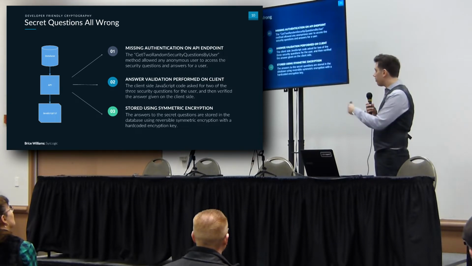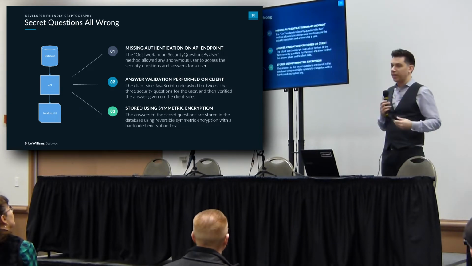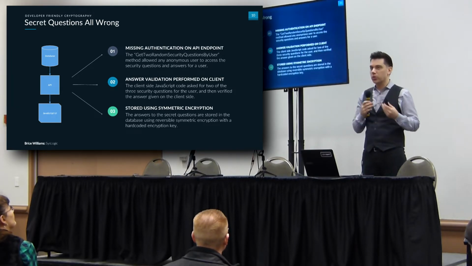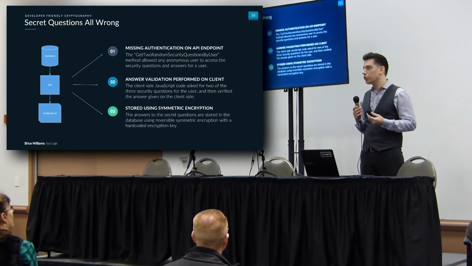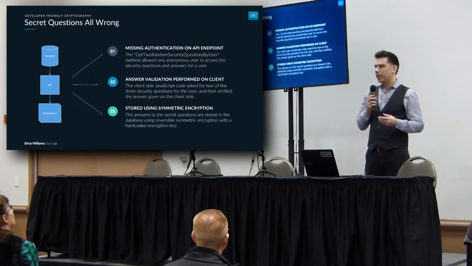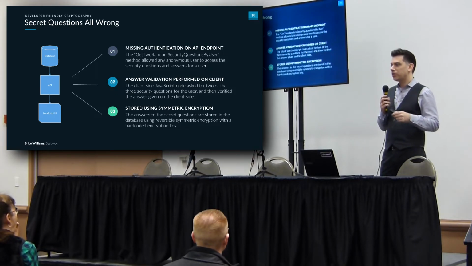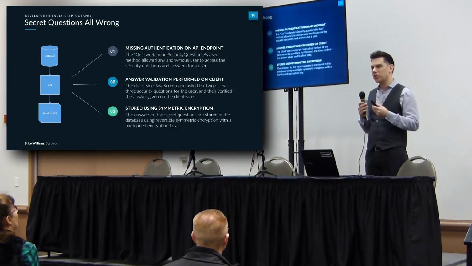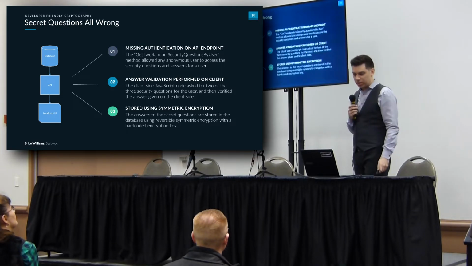And even my third point here was, even on the back end, there were issues as well. The answers themselves to the secret questions were stored in the database using symmetric, reversible encryption. Ideally, you want to store your secret question answers in the same way that you store passwords, using a key derivation function, because there's really no reason to recover the actual plain text of that answer. You just need it for comparison purposes.